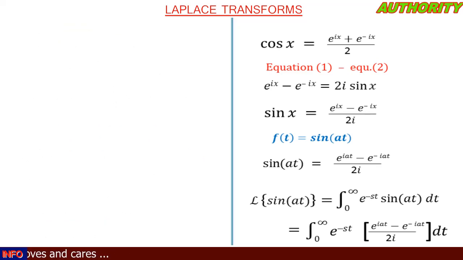Now, in this bracket, where we have all over 2i, we can factor out 1 over 2i. Then we see that it is a constant. So when we factor out this 1 over 2i, we take it in front of the integral sign. So we have 1 over 2i, the integral of e raised to the power of minus st, open bracket, e raised to the power of iat minus e raised to the power of minus iat, close bracket, dt.